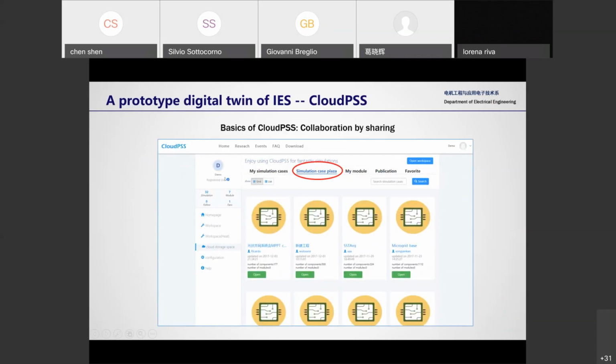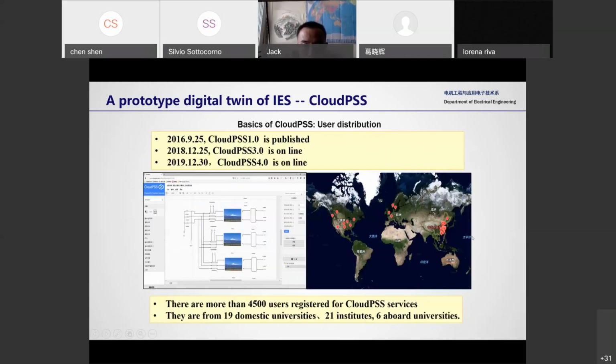And users can share their cases and models through Cloud PSS Community-based Plaza. The Cloud PSS was put online in year 2016. So far, there are more than 45,000 users registered for Cloud PSS service. They are from 19 domestic universities, 21 institutes, and 6 abroad universities.